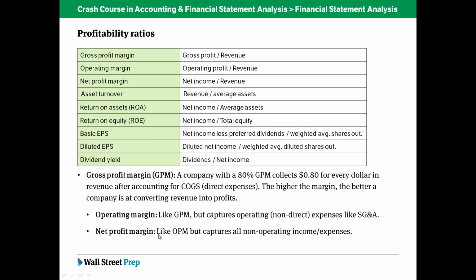Lastly, net profit margin is like operating profit margin, but in addition to just operating costs, it captures all non-operating income and expense as well. It basically takes net income and divides it by revenue. Obviously, the higher these margins, the better.